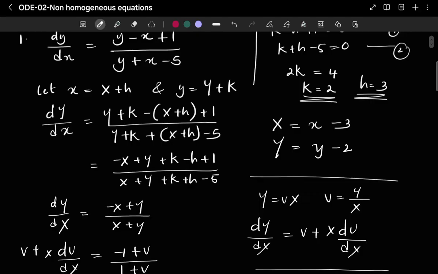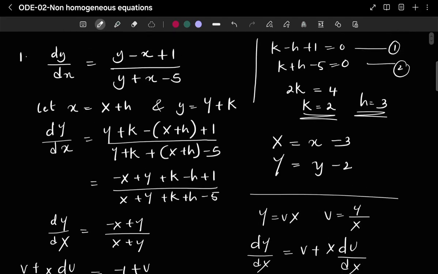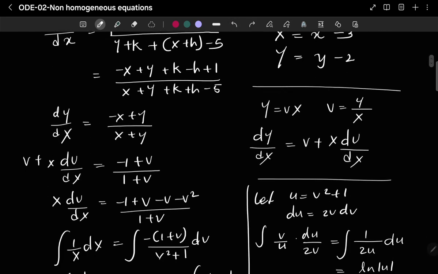So this is how we solve the non-homogeneous equation. First of all, we need to reduce it to the homogeneous form by using the substitution for simple x and simple y by capital X and capital Y. And then we need to find those constants k and h, and then we get this type of an equation which is homogeneous. And then we have to take another substitution, which is y equals vx, where we have done it before in the homogeneous equation solving methods.